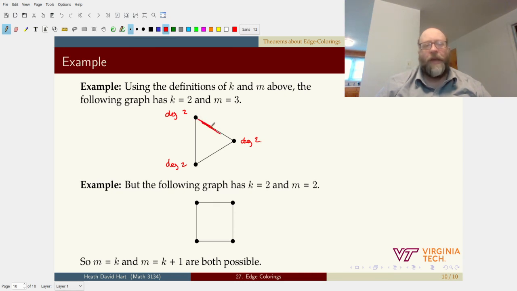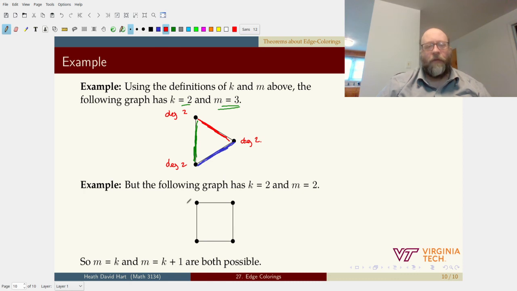If I colored this edge red, I can't make either of these other two edges red because then two edges of the same color would share a vertex, and that's not a matching. But if I change colors for the next edge, I can't then make this edge blue because then two blue edges would share a vertex. So I have to use a third color for the third edge. And so it takes me 3 colors even though the maximum degree is 2.